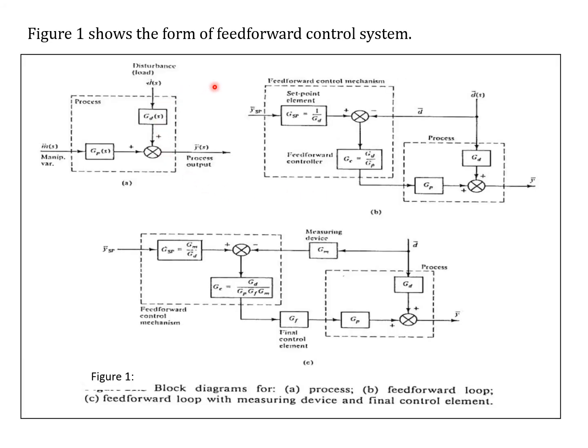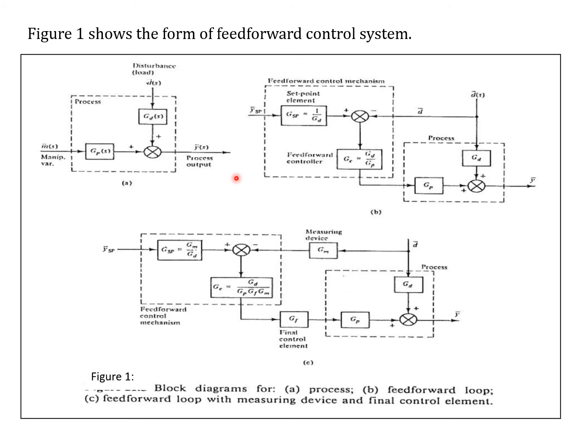Okay, so this is the general block diagram for the feedforward controller we've seen just now. This is the disturbance we measured, taken care of by the set point element, 1 over GD. This is multiplied by GD over GP, which is called the feedforward controller element, and the whole thing is called the feedforward control mechanism. This is the process itself.